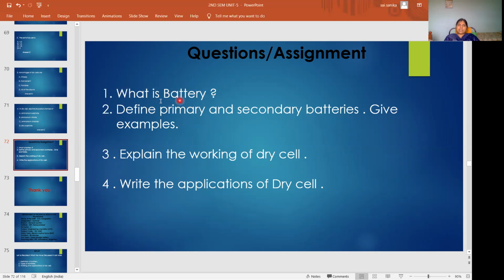So what is a primary battery? Simply the battery which is not rechargeable is called as primary batteries. And secondary batteries means rechargeable batteries are called secondary batteries. So for 1 more question they can ask like that also: give examples for primary batteries. Dry cell and mercury cell. In your syllabus only dry cell is there, mercury cell is not there. So example for primary cell is dry cell and mercury cell. And example for secondary batteries, lead storage battery and nickel cadmium cell. These 2 batteries we will study in the next class.